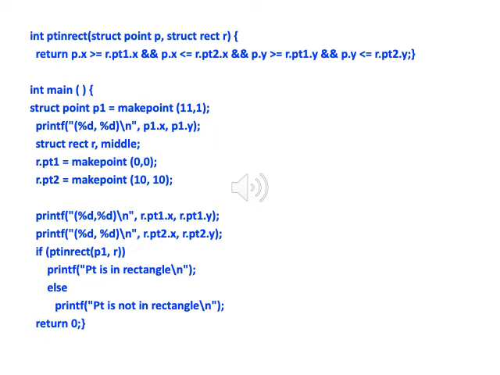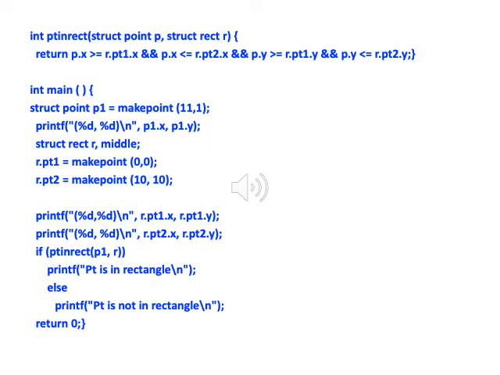So now we've got a particular point P1, and we've got a particular rectangle R. Both P1 and R have been loaded with the appropriate values. Now we need to call this point in rectangle function to determine whether the point is indeed within the rectangle. If you see the rectangle that we have, it goes from the origin 0 0 all the way up to 10 10, right? And P1 which we have is of course 11 1.